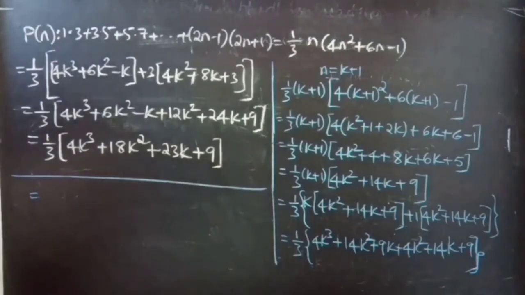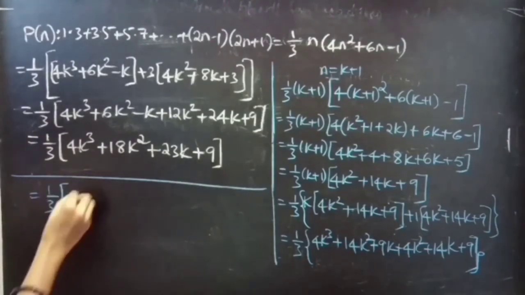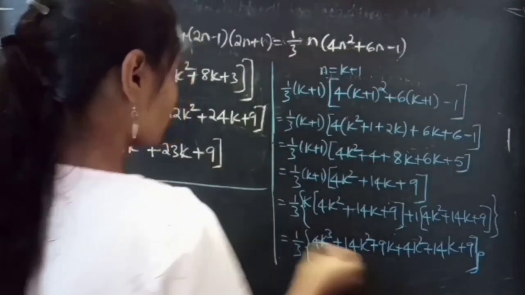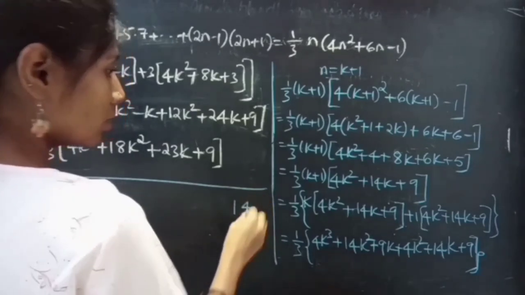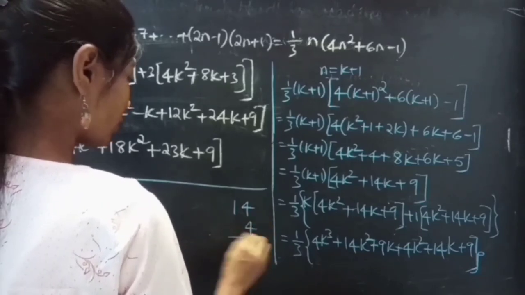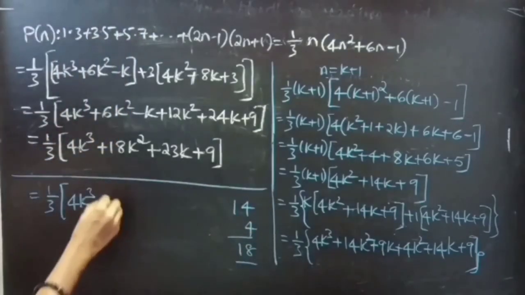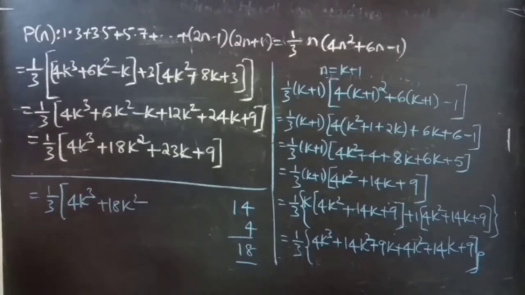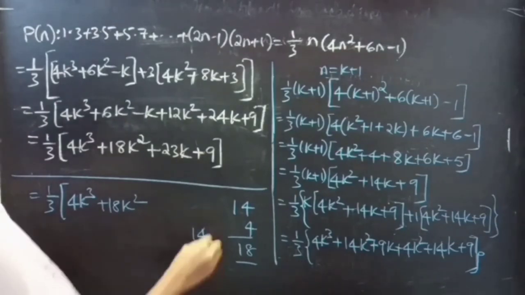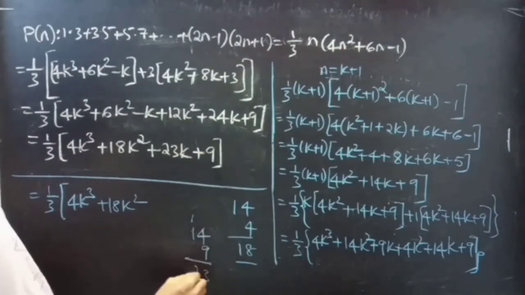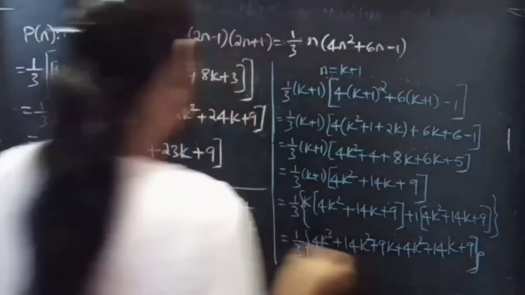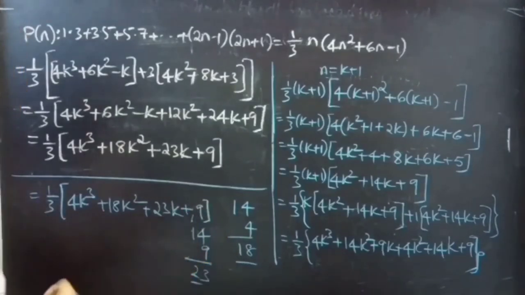So this equals 1 by 3 into 4k cube plus 14k square plus 4k square, which is 18k square. 9k plus 14k is, 9 plus 4 is 13, 1 plus 1 is 2, that is plus 23k, plus 9. Right?